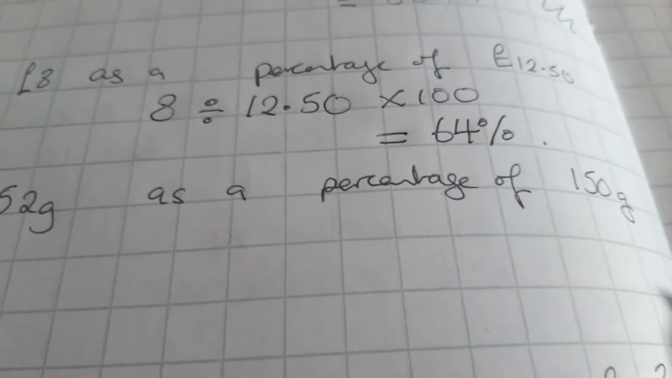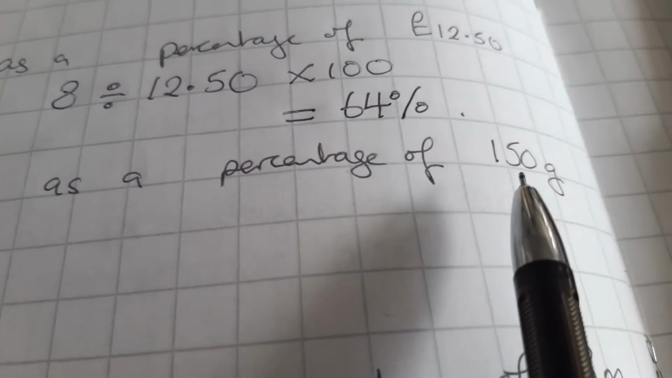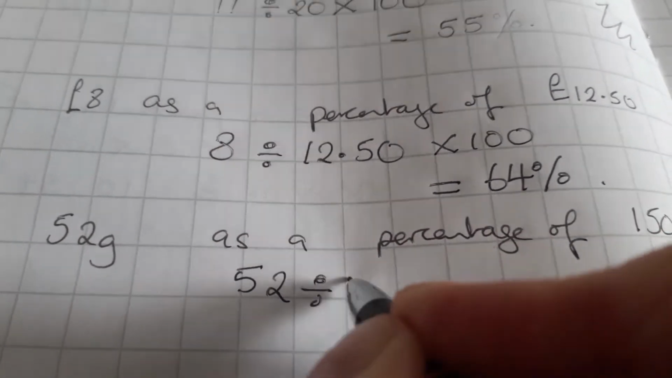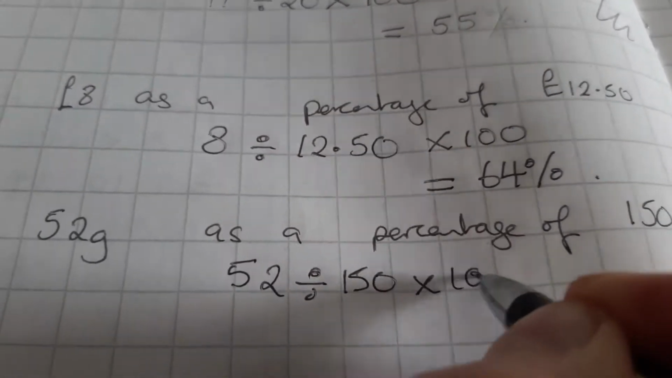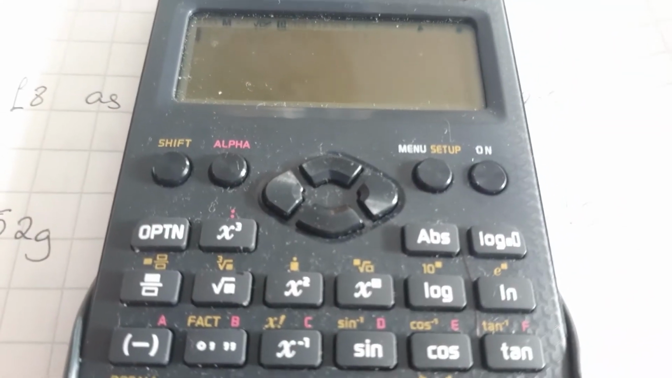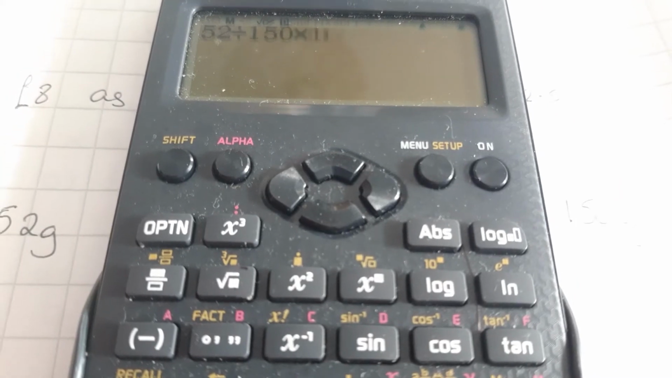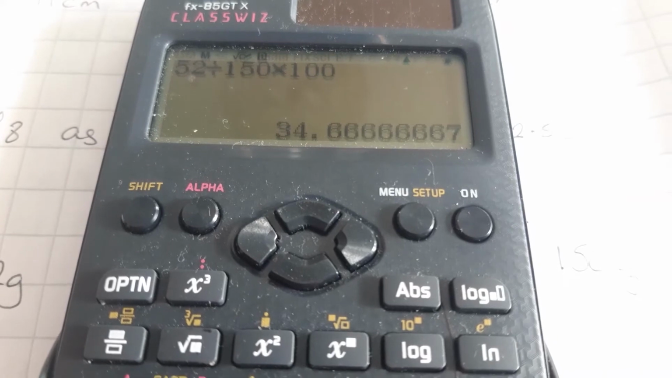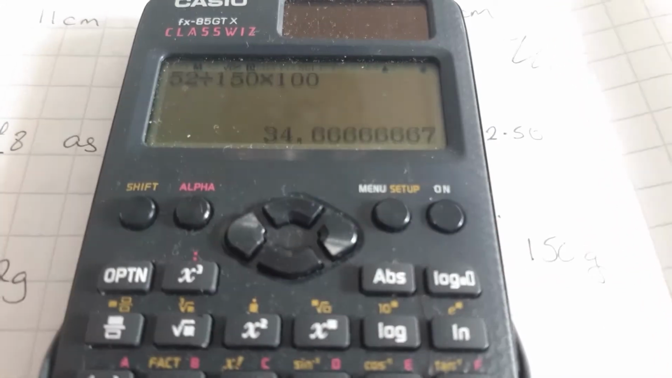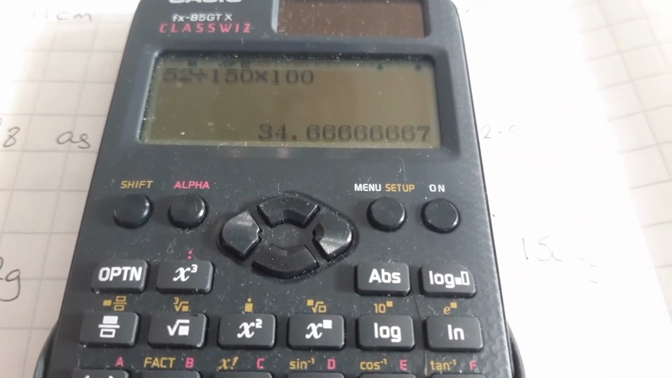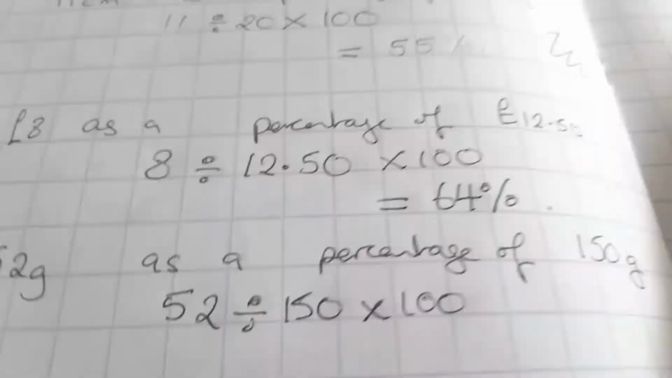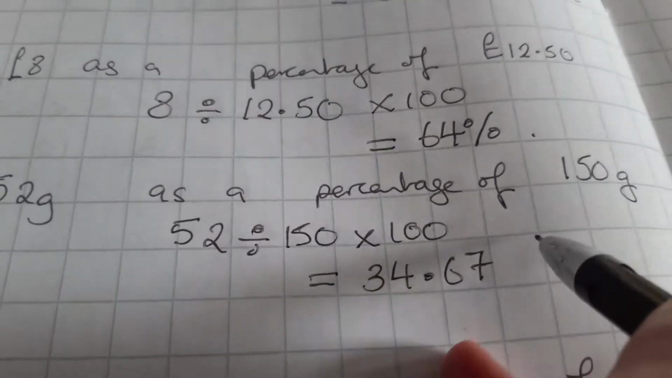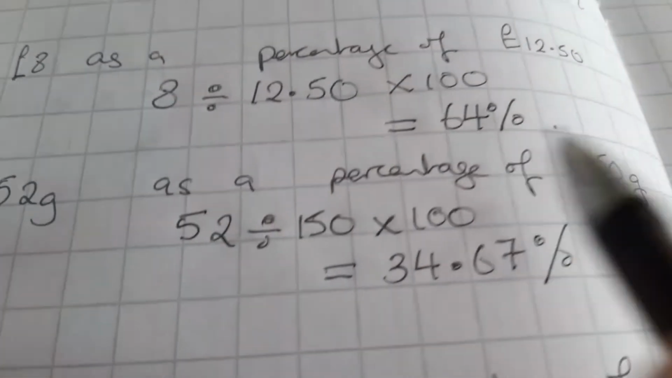Now we have some grams, so 52 grams as a percentage of 150 grams. Just use the numbers. 52 divided by 150 times 100. And we have another very long answer. It's not always going to be all these sixes, by the way. So 34.67 is what you would write for that. And remember, this is a percentage that you're finding.